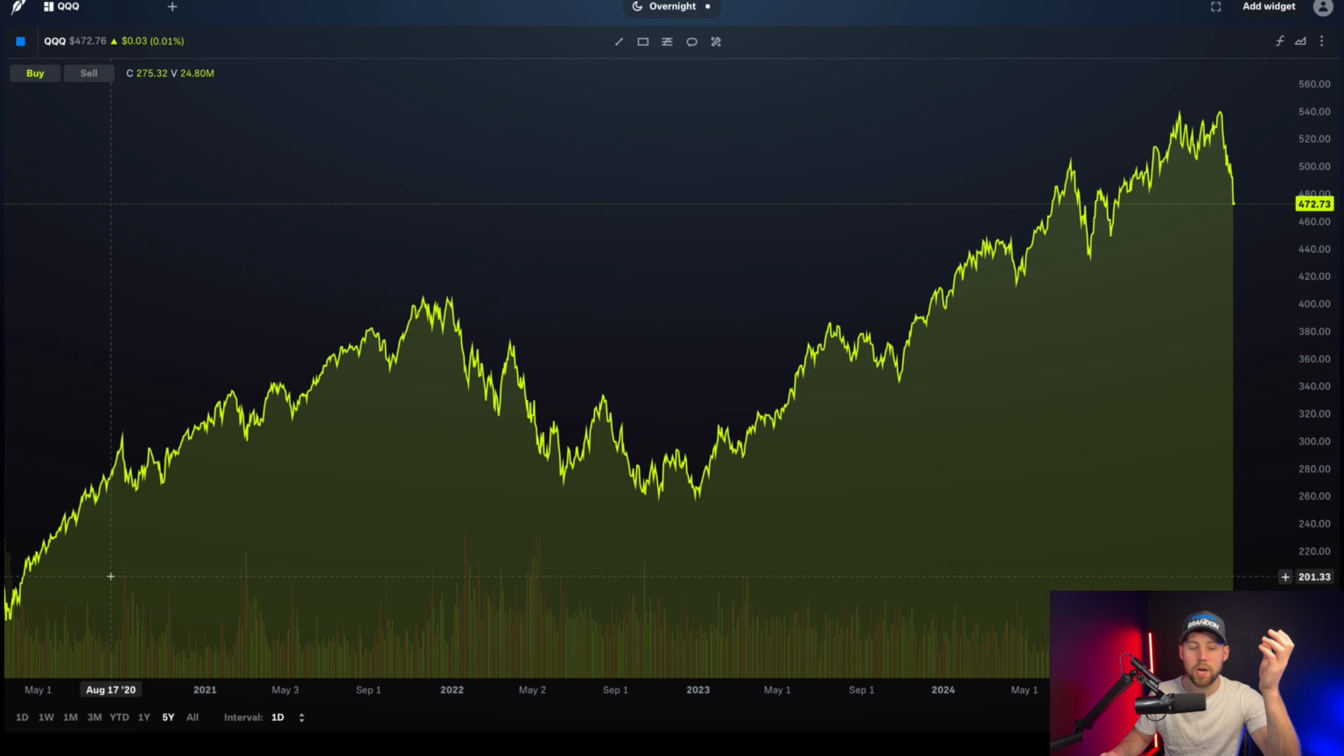But if we zoom out and we go to a 5 year time period right here, you can see the progress that the stock market made. I mean, the Triple Q index went from 169 per share all the way to 472 per share. I mean, that's a massive gain that happened over a 5 year period. So to give a little bit back, I think that's healthy and that's okay.